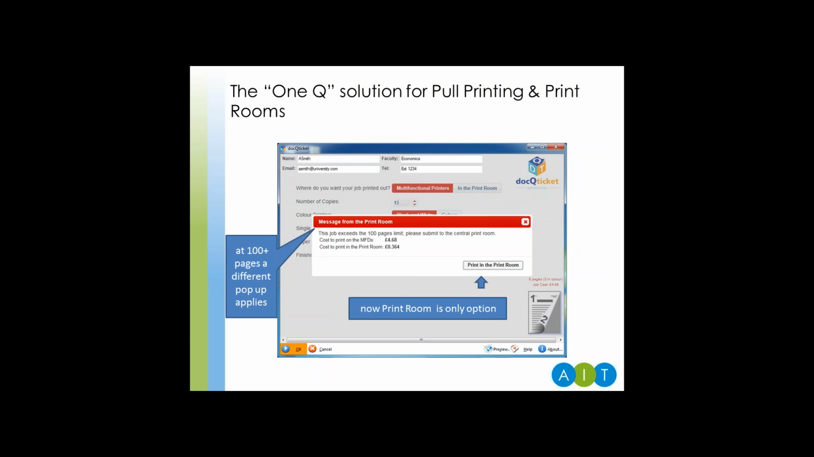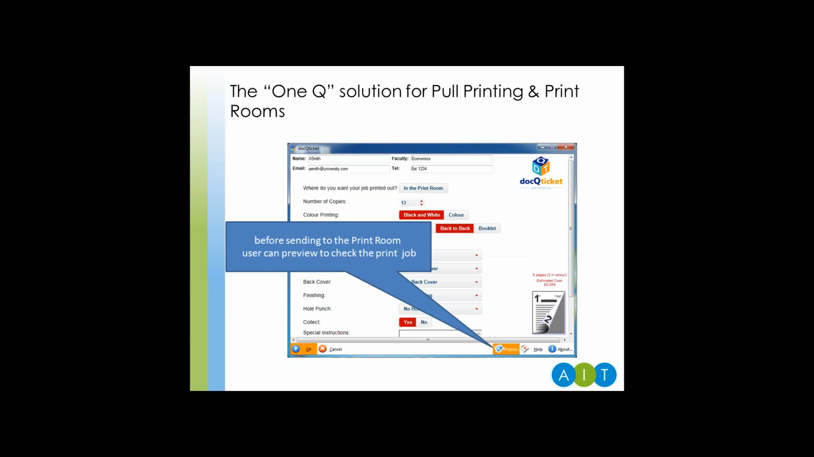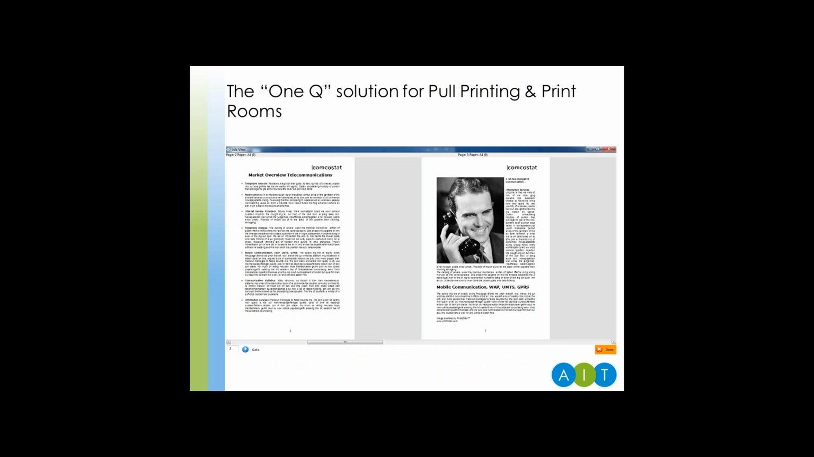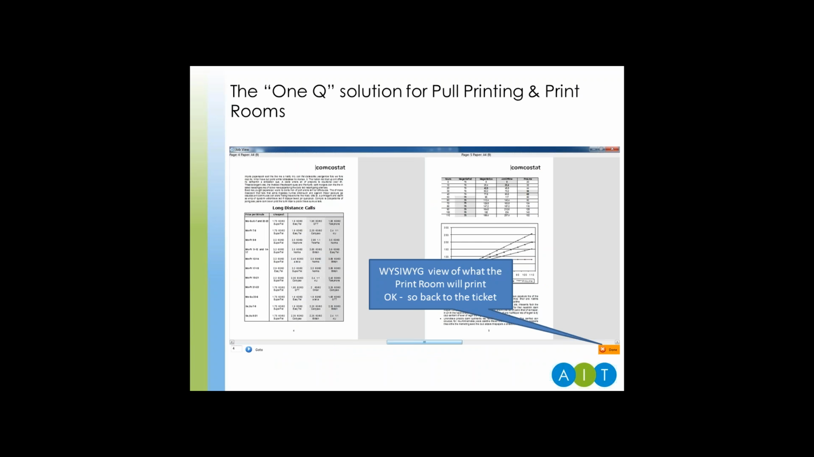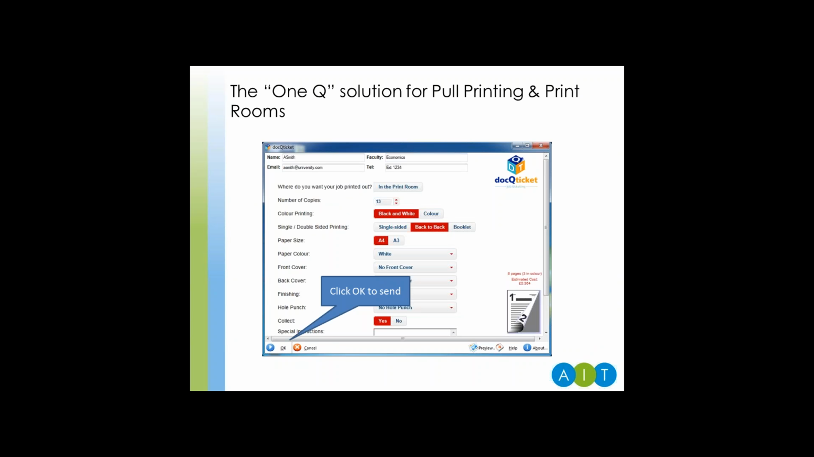And then if they send it off to the print room, what happens? The print room job ticket will populate, and they fill in all the options that they require. They can then preview the job. They select the preview option and have a look at the job, making sure they're happy with it. Once they're happy with the preview, they close it down. Assuming they're okay with it, at that point they'd click OK, and that would send it on to the print room.